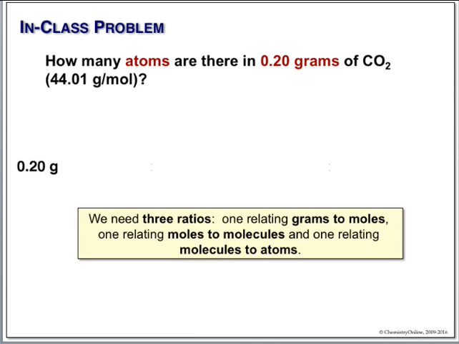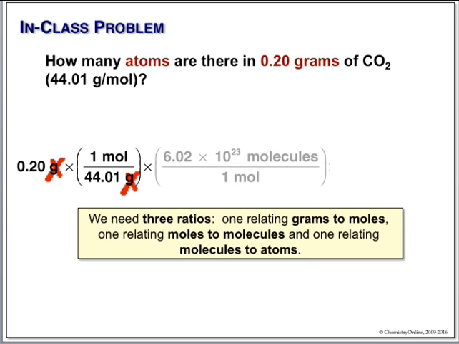There's our given. Next, we need to figure out how many moles this represents. Grams in the denominator. 1 mole is 44 grams. So this gives us the number of moles now, doesn't it? We know that every mole is 6.02 times 10 to the 23rd. Again, moles cancel, we're left with molecules. And finally, we have 3 atoms in every molecule.